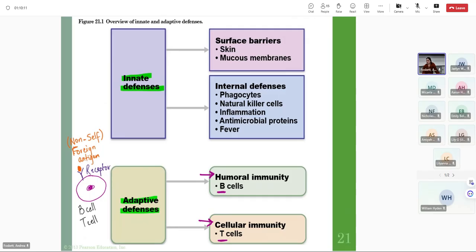Your adaptive responses. This is where we'll spend a whole lot of time talking about humoral immunity, which is what the B cells are doing, and then cell-mediated or cellular immunity, which is what is mediated by the T cells. So I'm going to talk a little bit more about this today, and then the next two classes, we will break this down into humoral and cellular immunity, okay?